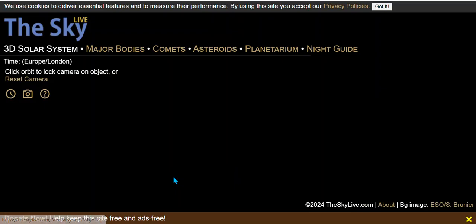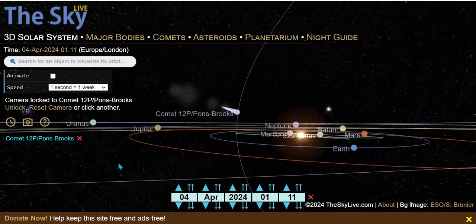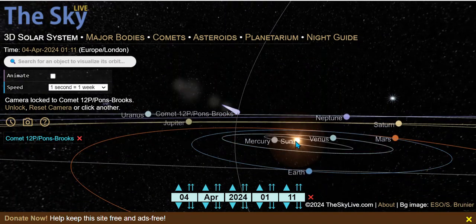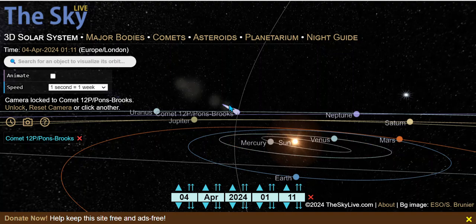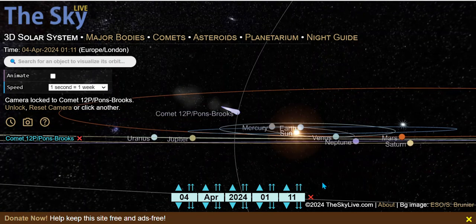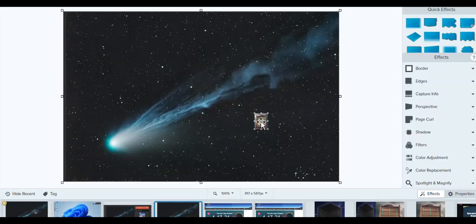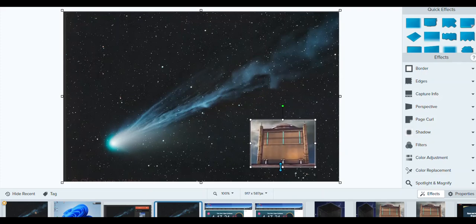Okay, looking at the 3D. Let's see if they changed anything. This is April 4th. Okay, Earth. Right there, looking towards the sun. And here's Comet 12P, right there. So that's what I have so far, as far as the cube. As you can see, it fits perfect. Fits perfect.